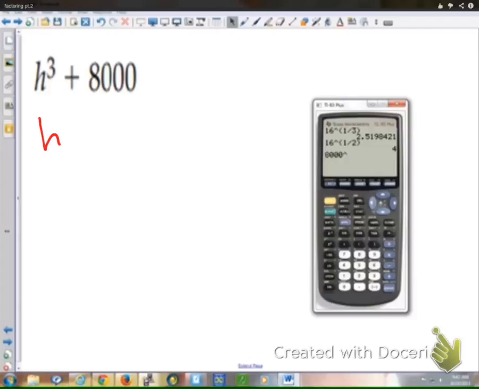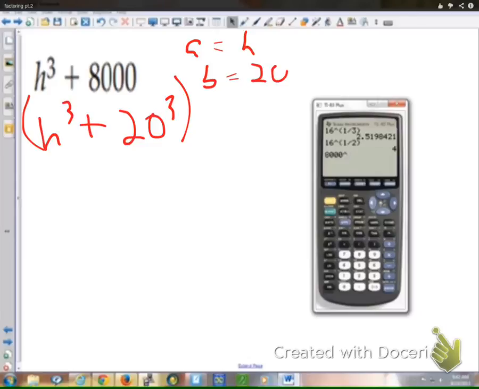So we can rewrite this as h cubed plus 20 cubed. Now, do I have the sum or difference of two cubes? The sum. And that says, if you have the sum of two cubes, let's declare our variables. A is h, b is 20. If we have a sum of two cubes, what does the formula say it's going to be?